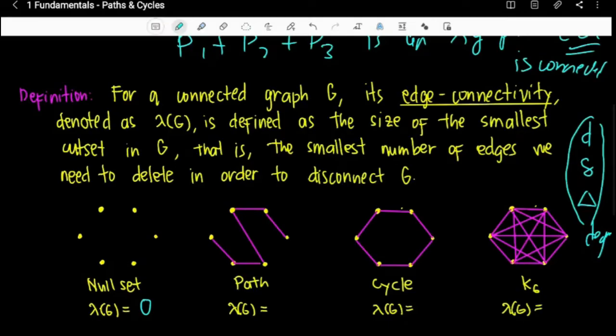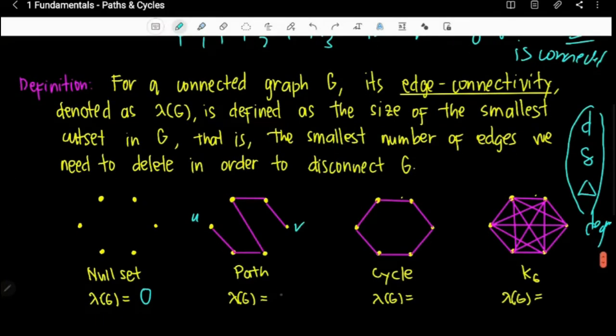So let's take a path as another example. A path is a connected graph joining two endpoints. So this is one endpoint and this is another endpoint. So how do you make it disconnected? Just delete any edge. So if you delete any edge, it becomes disconnected. So the minimum number of edge you need to delete is 1. That's the minimum. Madi-disconnect din siya kung dalawa tatanggalin mo. Madi-disconnect din siya kung tatlo tatanggalin mo and so on. Pero the minimum number that you need to disconnect is 1. Kaya lambda G is 1.